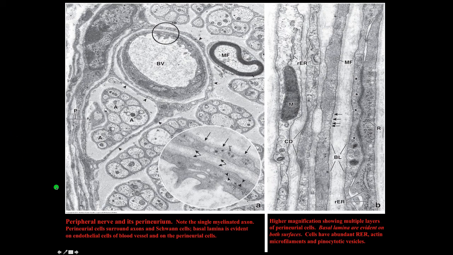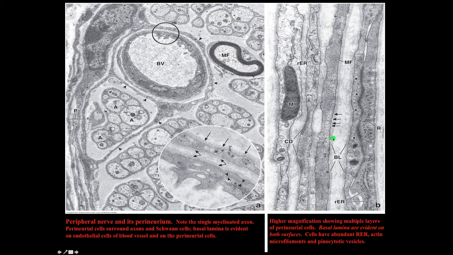This is an electron micrograph of peripheral nerve with its perineurium. You can note the single myelinated axon shown here. You can note these unmyelinated axons that would be surrounded by Schwann cells. So this is part of the cytoplasm of the Schwann cells that is surrounding the unmyelinated axons. Here is a blood vessel. There's a basal lamina that's evident on the endothelial cells of the blood vessel and also around the perineurial cells. These would be the perineurial cells that would be surrounding this entire collection of axons. So the perineurial cells here are surrounding the axons, the Schwann cells, and even the little blood vessel.